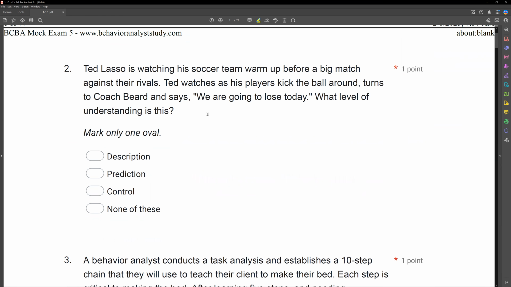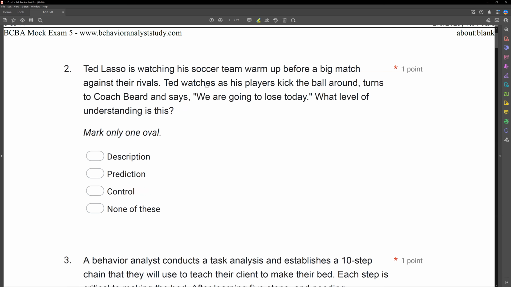All right, levels of scientific understanding: description, prediction, control. Description is the lowest level of understanding. We're simply looking at a variable, describing what we're seeing. Prediction, we are looking at two variables and predicting their correlation, predicting what might happen if we manipulate them. Okay, we're starting to identify correlations. And then control, we're actually going through the process, the experimentation process of manipulating variables to identify functional relations.